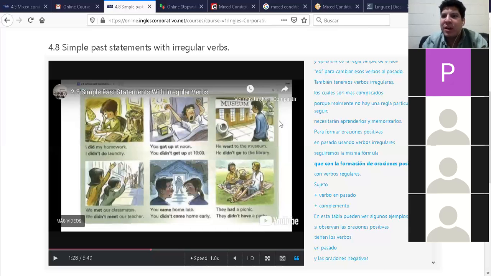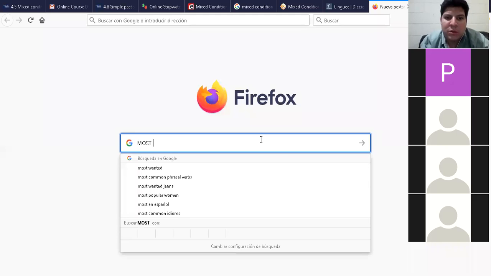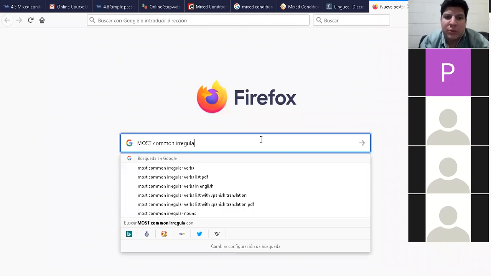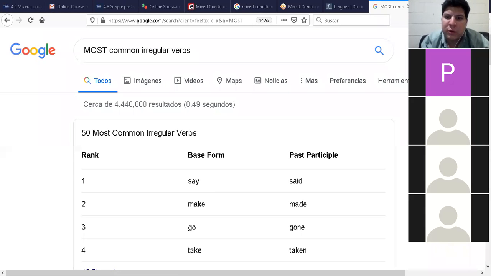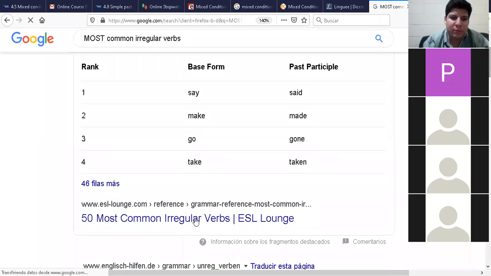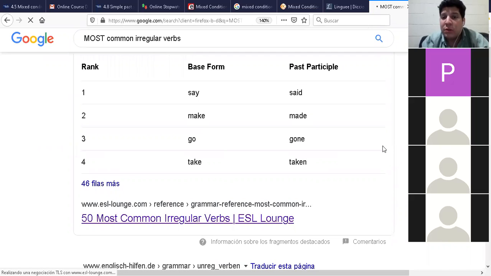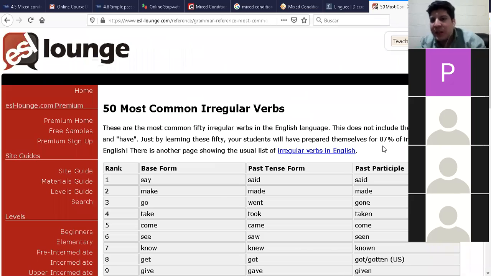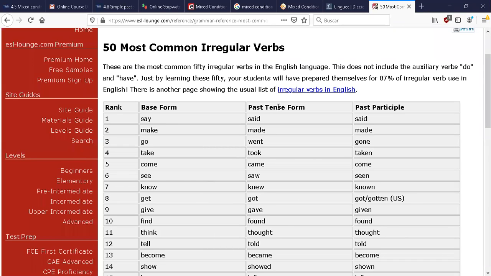All right, guys. So, something I recommend is to search "most common irregular verbs" on Google. Simple. Can you see the screen? Yes. Good. So here you have, choose any, just one. 50 most common irregular verbs, and normally you're going to have them conjugated. So you can see something like say, said, said.